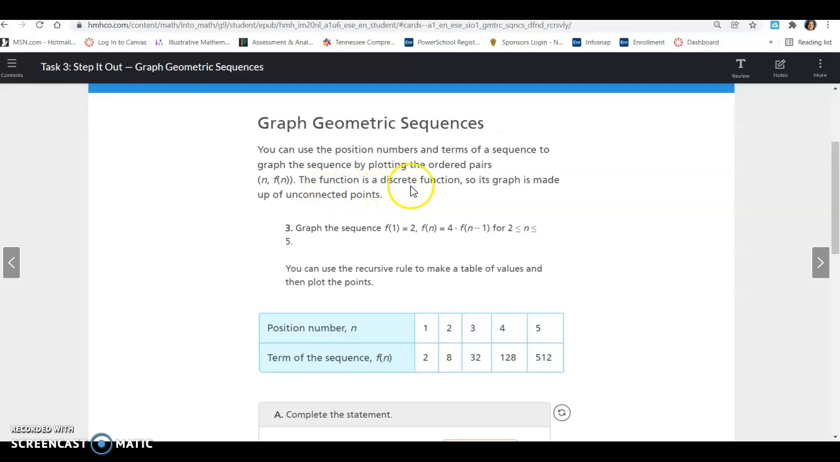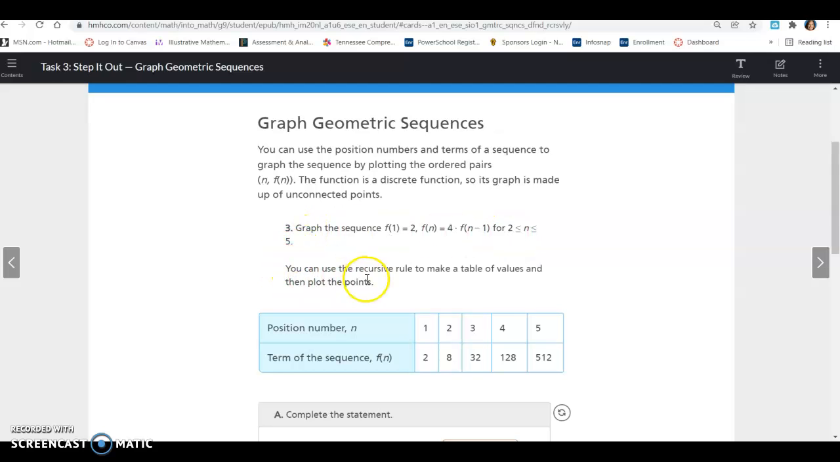So the function is a discrete function. Remember, discrete means you do not connect the points. So its graph is made up of unconnected points. Graph the sequence f of 1 equals 2, f of n equals 4 times f of n minus 1 for all n between 2 and 5.